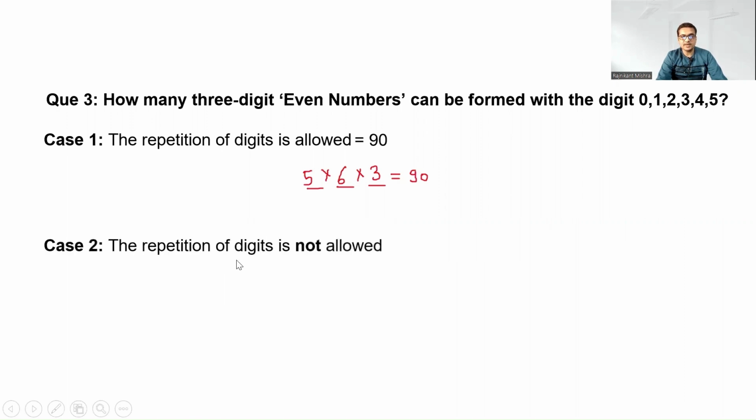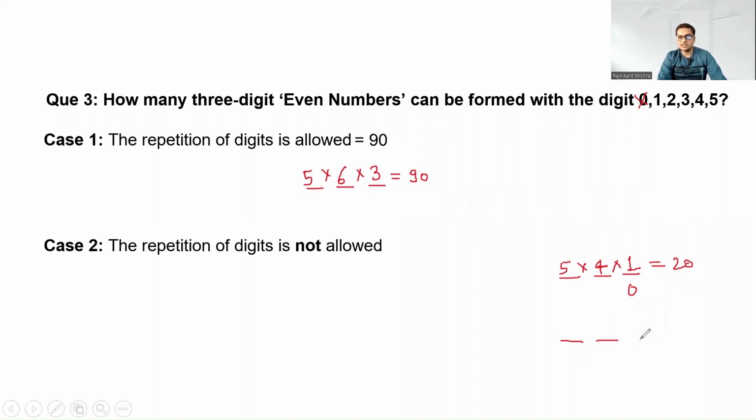Case 2. The repetition of digits is not allowed. Again we have 3 positions. In case 1, put 0 at the units place. So we have only 1 choice. For the hundreds place, only 5 choices are remaining, so put 5 here. For tens place, one more choice is removed, so put 4 here. 5 into 4 is equal to 20. It means 20 arrangements when 0 is at the unit place.